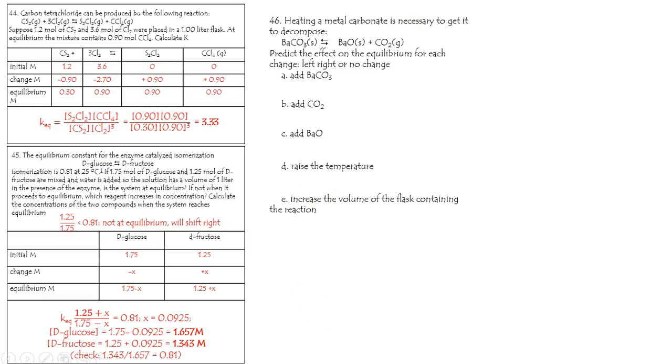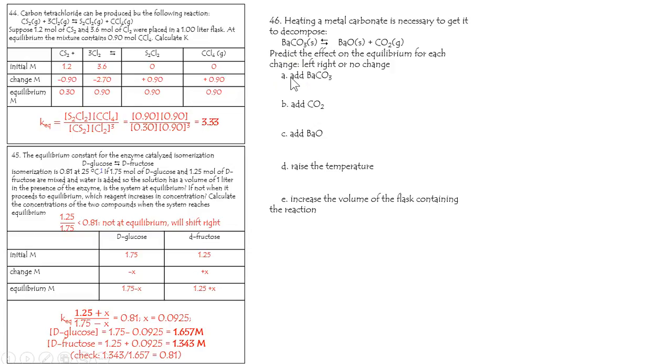Heating a metal carbonate is necessary to get it to decompose. Barium carbonate will decompose into barium oxide plus carbon dioxide. Now for the equilibrium constant expression, this is not this times this over 0, as sometimes people think. It just means omit solids and liquids. And in fact, that's a solid as well. So regardless, I think it's clear that if you add any reactant, it'll shift it to the right. If you add any product, it'll shift it to the left.